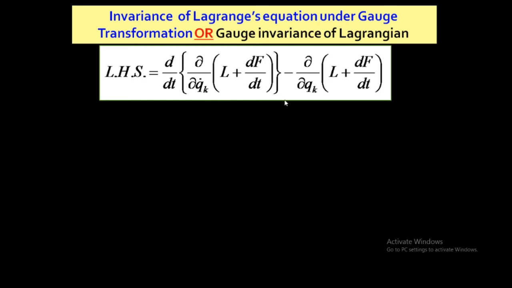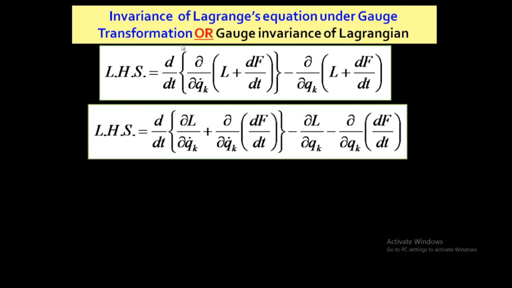So the same rule I will apply here, del by del q k dot L plus df by dt. It will become del L by del q k dot plus del by del q k df by dt. Minus, same here I will separate, del L by del q k plus minus minus del by del q k in bracket df by dt. So I will separate the derivative. After separating I will get d by dt del L by del q k dot plus del by del q k this function in bracket df by dt minus del L by del q k minus, okay, plus minus del by del q k in bracket df by dt.